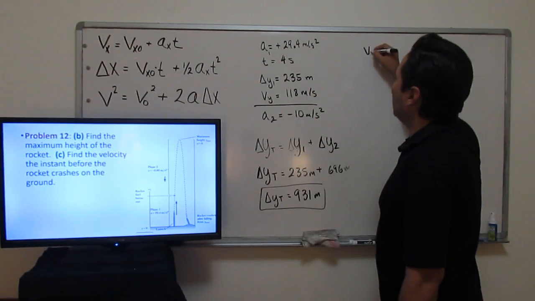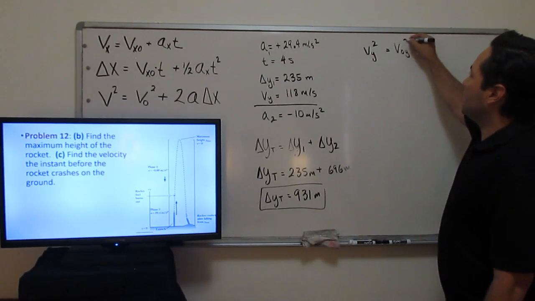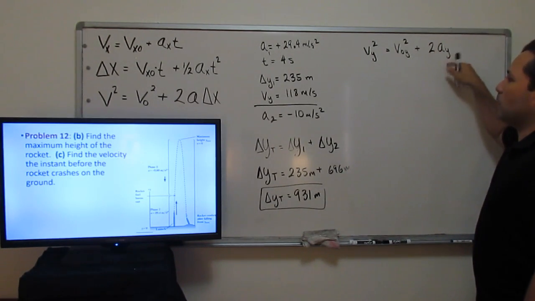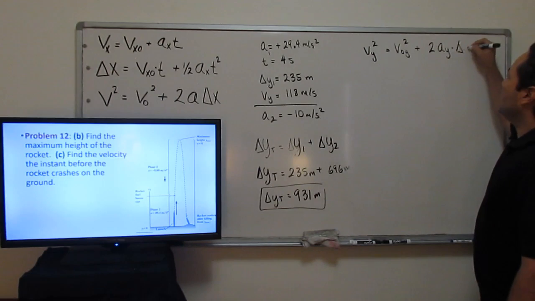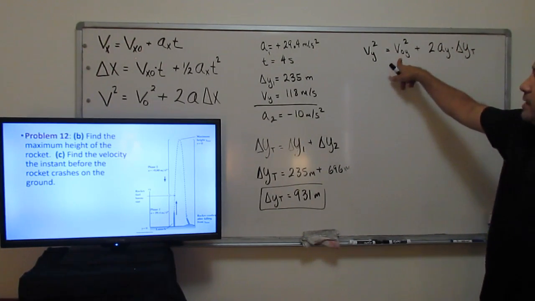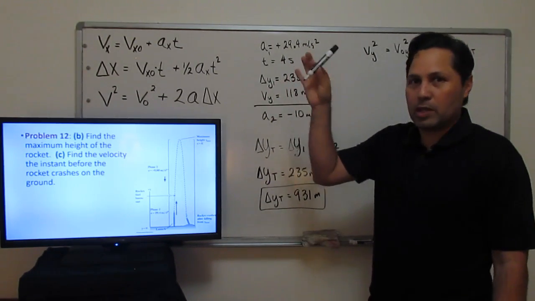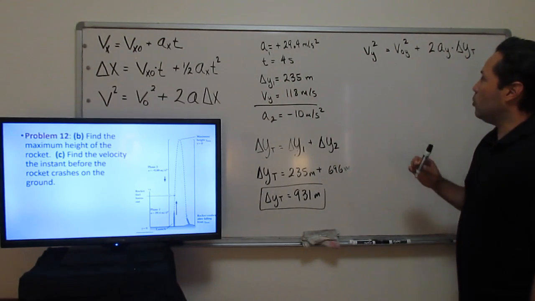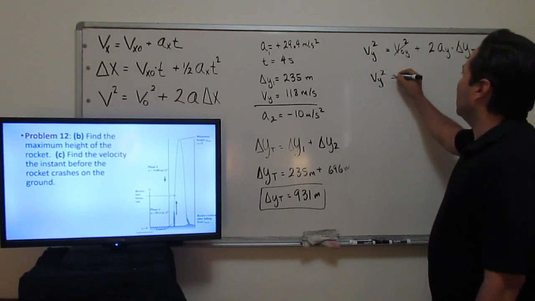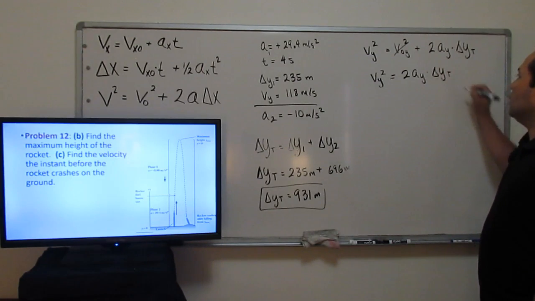So the velocity on the y-axis squared equals initial velocity squared plus 2 times acceleration on the y-axis times the total distance traveled on the y-axis. That's going to be our formula. The initial velocity is 0 because at the apex the rocket is no longer moving up or down. As soon as it reaches the apex, it has no velocity for a fraction of a second. So that's gone, and it's just really 2 times acceleration due to gravity times the total height.